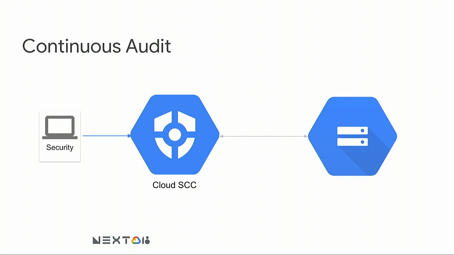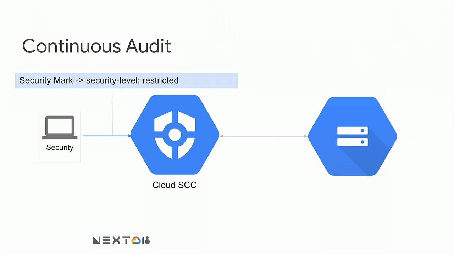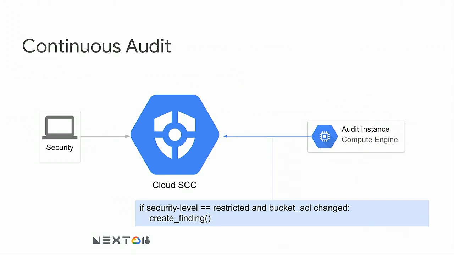So let's just walk through that, right? What we would do, rather than creating buckets on behalf of the users, is create that security mark. In this case, we're just saying the buckets that we care about are restricted. They have a security level of restricted. Now let's say that someone makes a mistake and they add Alice as an owner on that bucket ACL. We have some very simple code that we run on a periodic basis, and you could run this in a cloud function, in App Engine, or you could just run this on a VM if you're not familiar with those services.